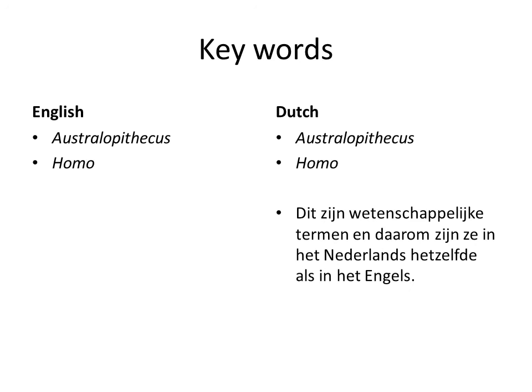Now, these are the keywords from this paragraph, which are the English keywords on the left, Australopithecus and Homo. And the Dutch translations, as you can see, are exactly the same, Australopithecus and Homo. And these are scientific names, and therefore they are the same in Dutch as they are in English.